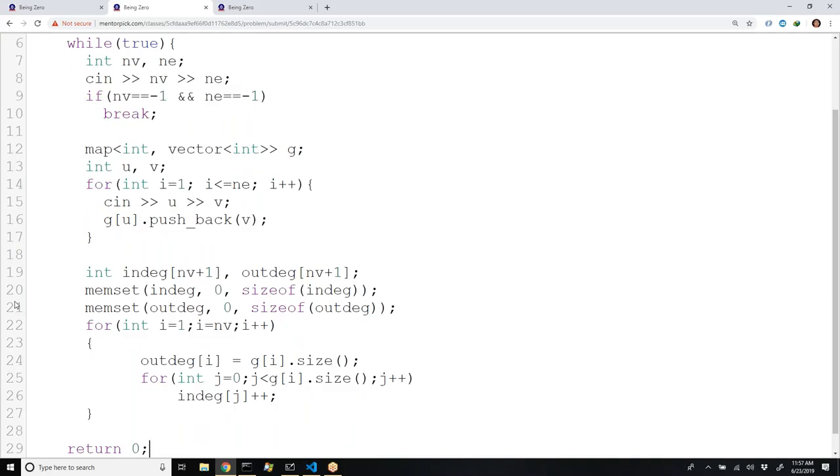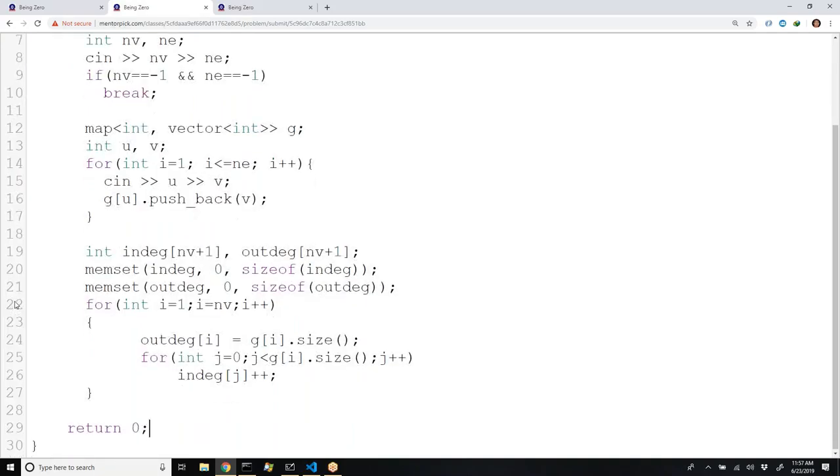There is a mistake in this code. This code will not calculate in degree correctly. See, j is just the index in that list, index 0, 1, 2. But we don't want the index, we want the value at that index. How do we get that value? G of I will give the list and j will give the value.